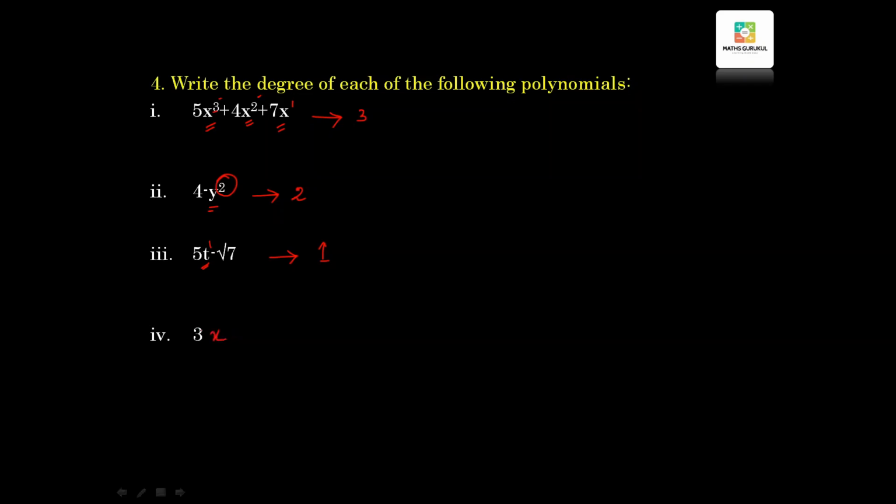Okay. Now, to not alter this particular value, what do we have to put? We have to put x to the power 0. Okay. That means 3 into x to the power 0. So what is the highest value of x, or the variable here in this particular polynomial? It is 0. So therefore the degree of this polynomial will be 0. Okay.